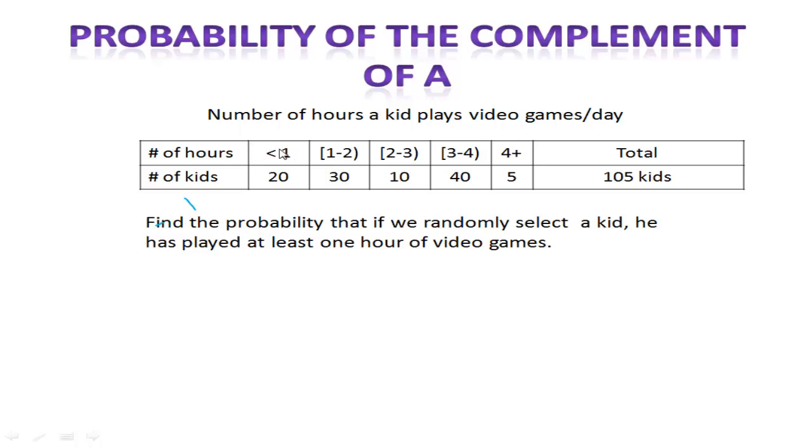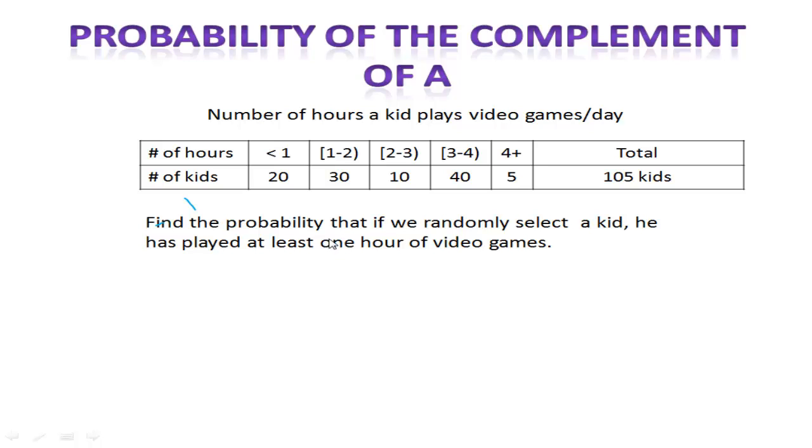So less than an hour, 20 kids. Between an hour and less than 2 hours, 30 kids. 2 hours and less than 3, 10 kids. Between 3 hours and less than 4 hours, 40 kids. And 4+ hours, 5 kids, for a total of 100 kids. And it asks you here to find the probability that if we randomly select a kid, he has played at least 1 hour of video games.